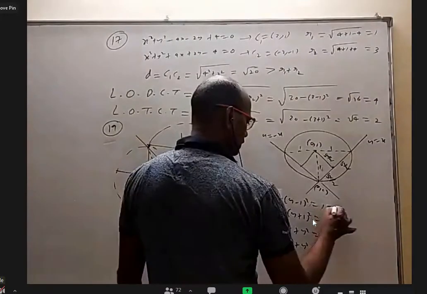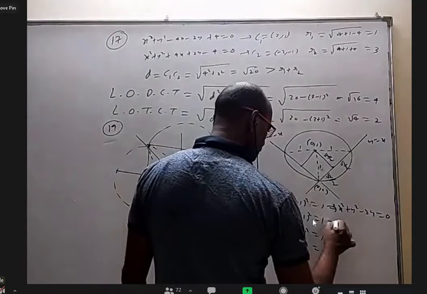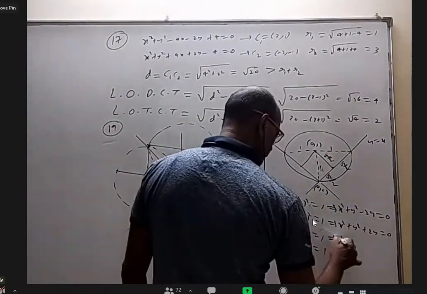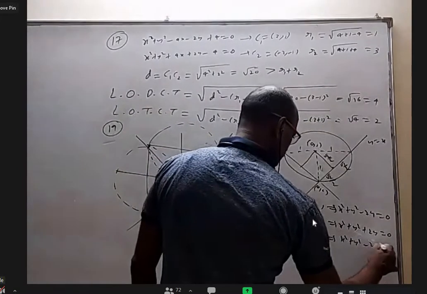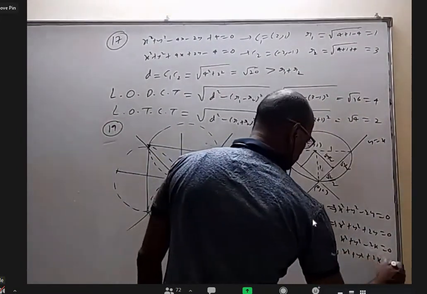And you can get the equations. This is x square plus y square minus 2y equal to 0. This is x square plus y square plus 2y equal to 0. This is x square plus y square minus 2x equal to 0. This is x square plus y square plus 2x equal to 0.